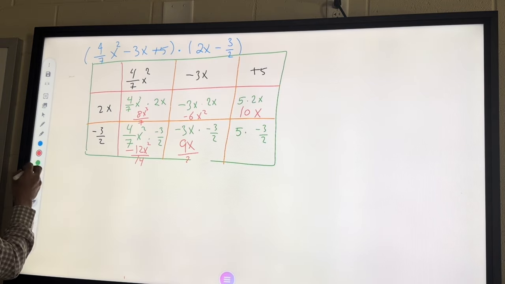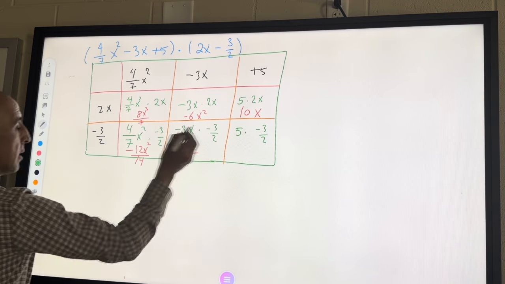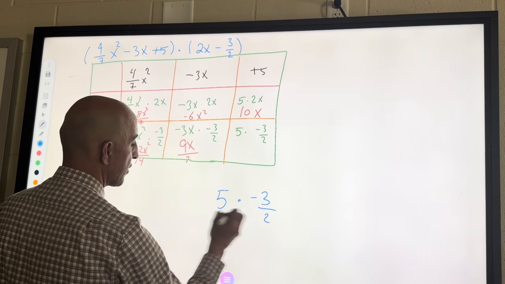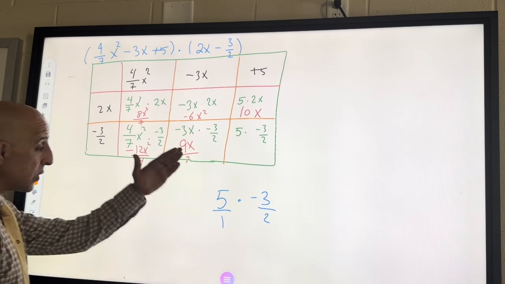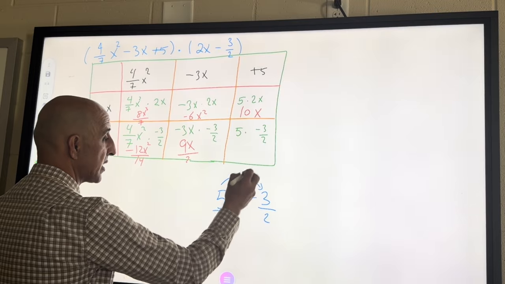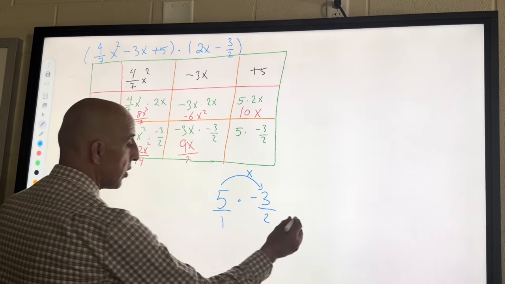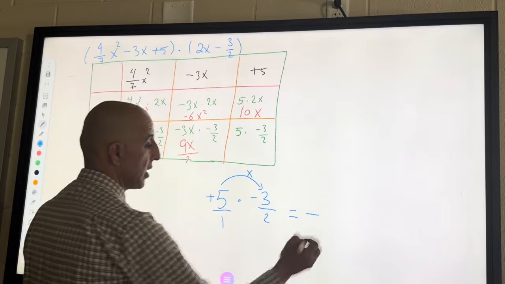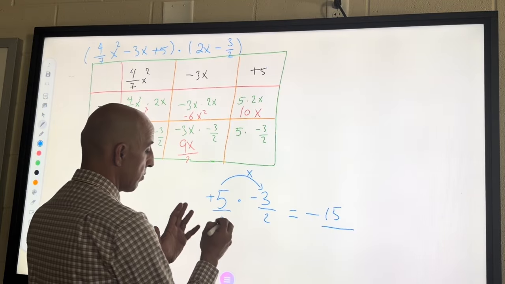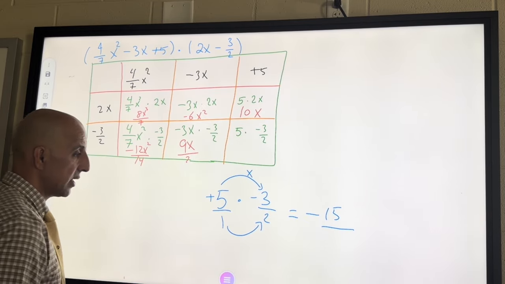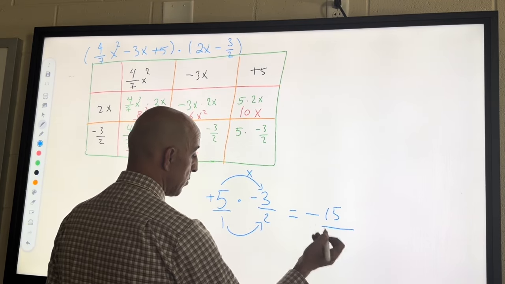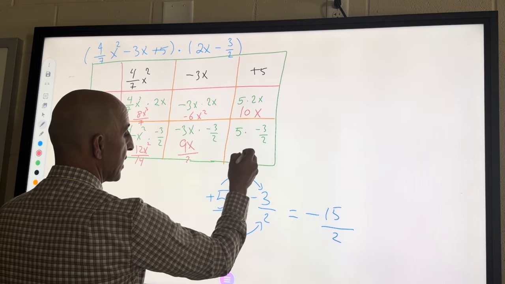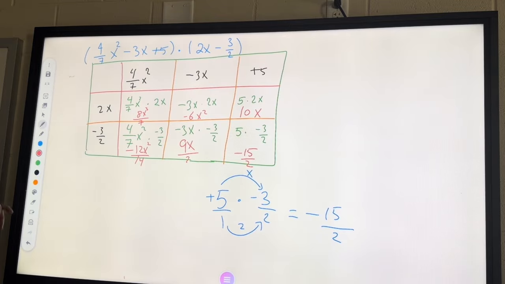Now, what we have is the last one, which is 5 multiplied by negative 3 over 2. We have 5 over 1. We can write it as a fraction. Now we need to multiply the numerator by numerator. We know that the negative is stronger than the positive, so the answer is negative. 5 multiplied by 3 is 15, over 1 multiplied by 2. In this case, by identity property of multiplication, 1 multiplied by 2, the answer is 2. So negative 15 over 2.